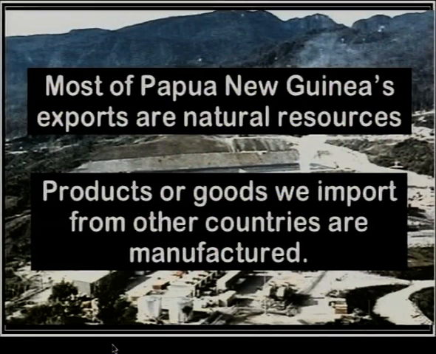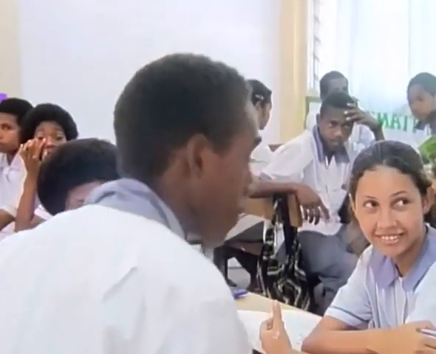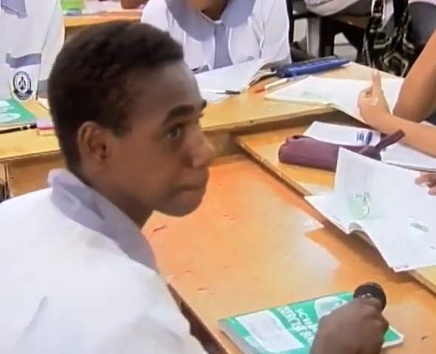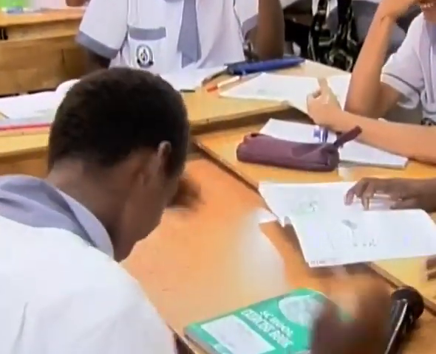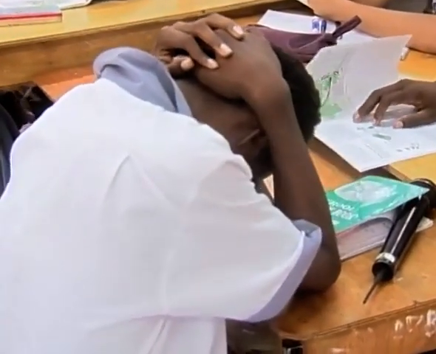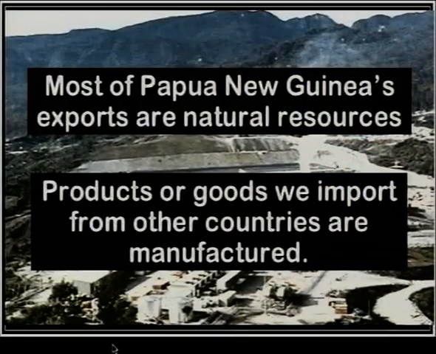Name a country and the type of good that we import. Japan. Japan, what? Timber. We import timber from Japan. Cars. All right, machineries or cars, yes. We import cars or machineries from Japan.